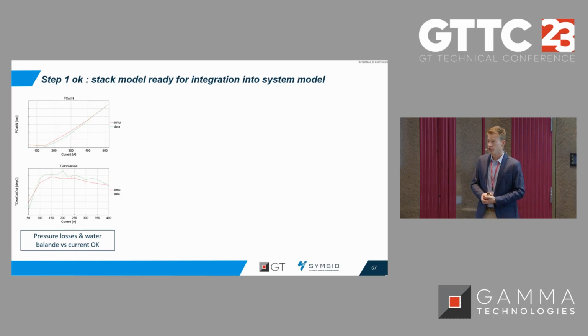Here I share some results of the stack model. On the left, you can see that the pressure at cathode inlet, so at air inlet, is very close to the data for the full range of current. On the second graph, you can see also that the dew point out of the cathode, so the humidity, is also well predicted by the model.